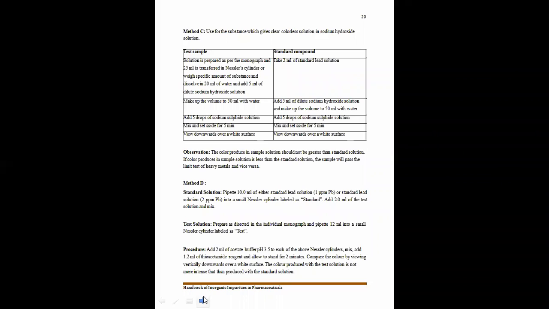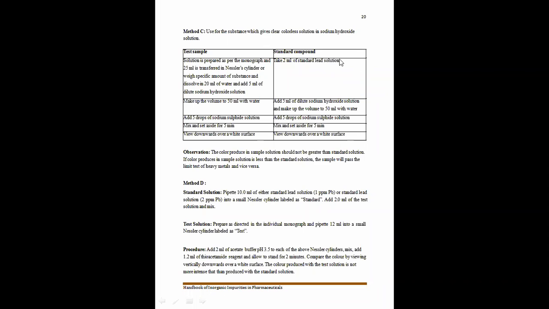Now, limit test of heavy metal by method C. What is actually method C? It is used for the substance which gives a clear colorless solution in sodium hydroxide solution. In method A, specific condition, clear solution. Method B, no clear solution in specific condition also. Then in method C, a clear colored solution in the presence of sodium hydroxide.